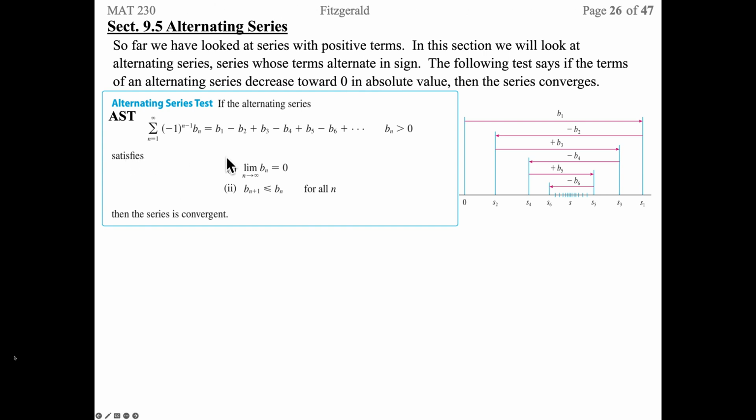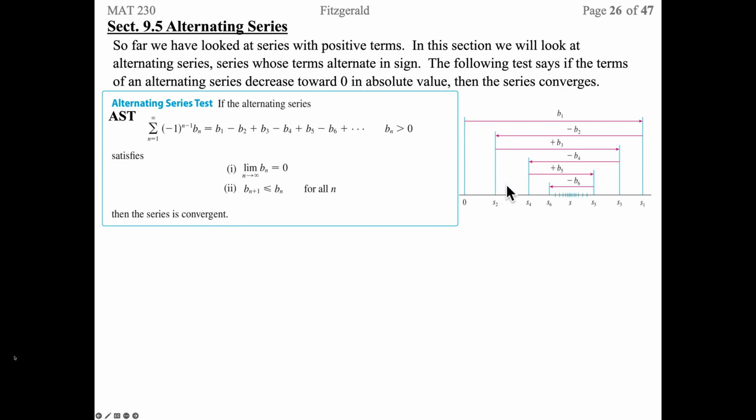So if we can satisfy that the limit as n goes to infinity of b sub n is equal to 0, that's what should be happening if we're heading towards 0. So that's our first requirement. And our second requirement is to show that b sub n plus 1 is less than b sub n for all n, which means my b sub n sequence is decreasing, then the series is convergent.